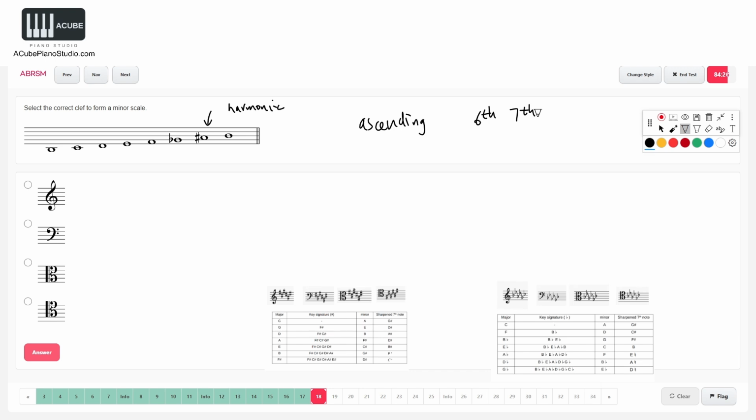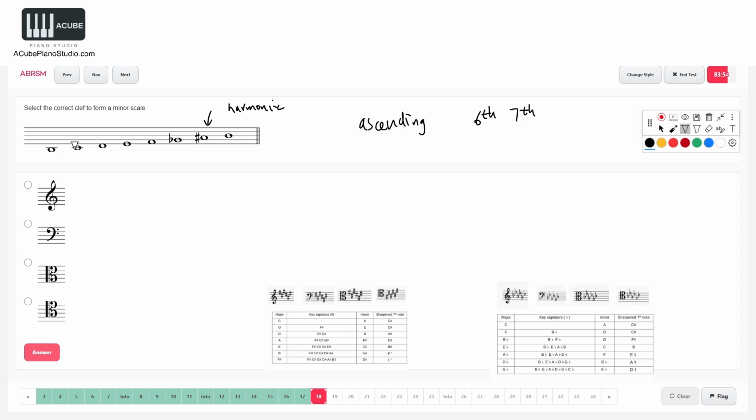If it's sharp, it becomes double sharp. So for ascending, the 6th and 7th note should be either natural or sharp or double sharp. It can never be flat. So because there's a flat here, I know that it must be harmonic. Okay, that's the first thing. So I know that it is harmonic.